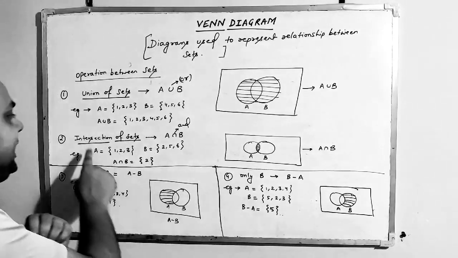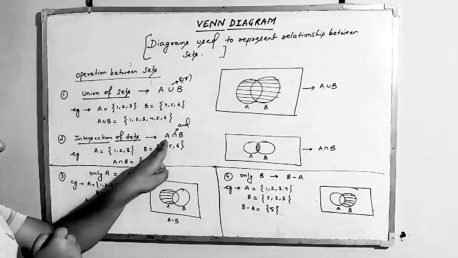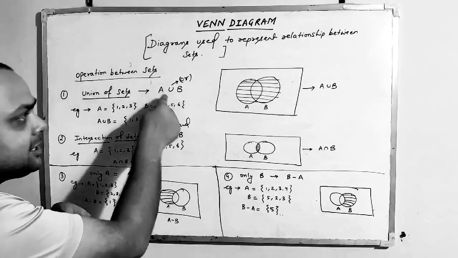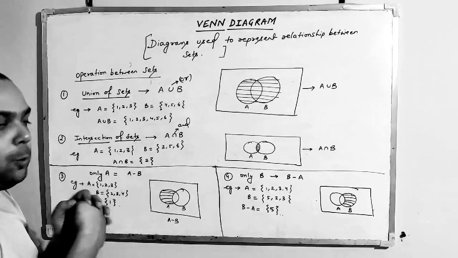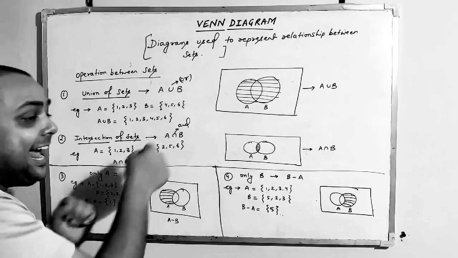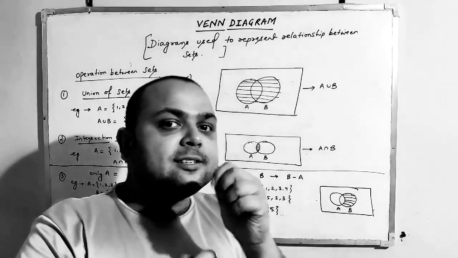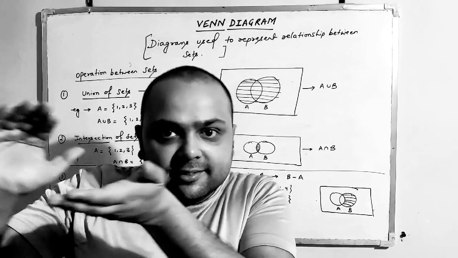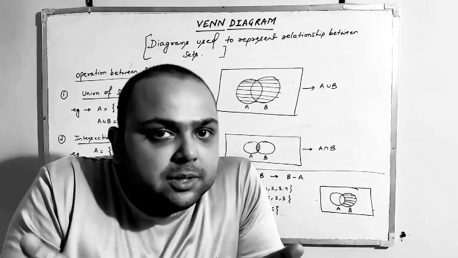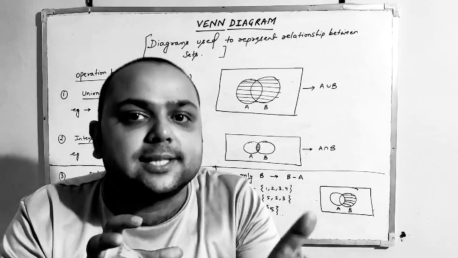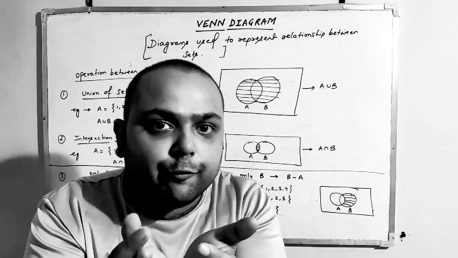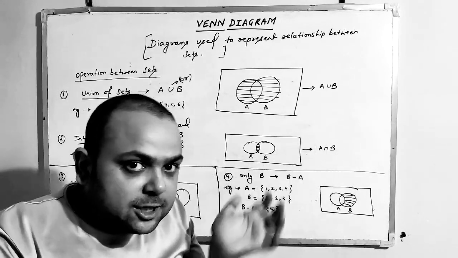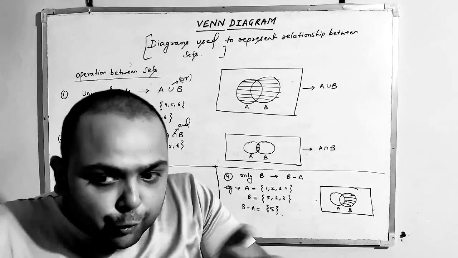Next is intersection of sets. That is A intersection B. Here we have the symbol, the reciprocal of the union symbol. This represents AND also. So OR represents union, AND represents intersection. Intersection means the common part of both the sets. Union means accumulation of all the set elements. Intersection means taking the common from both.